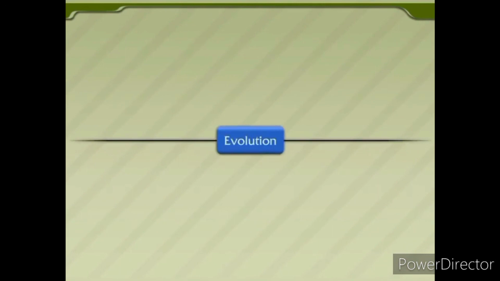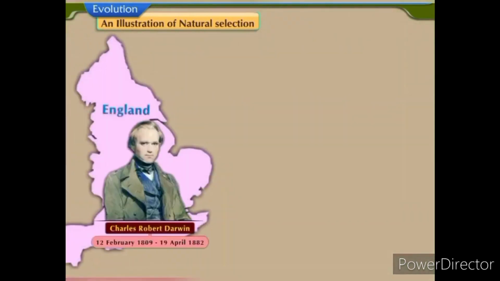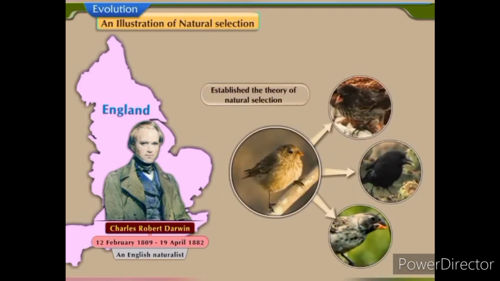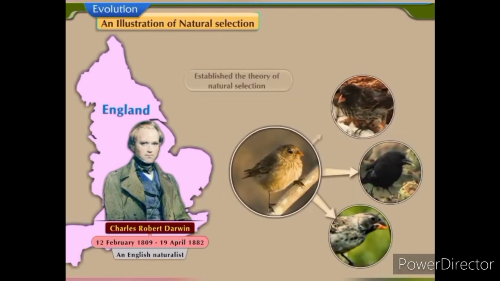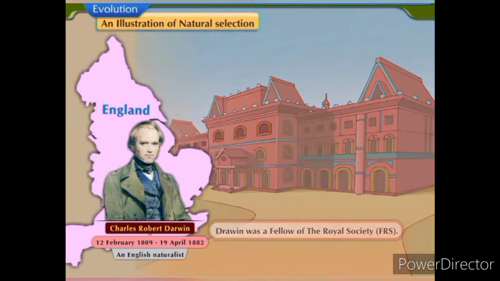Evolution. An illustration of natural selection. Charles Robert Darwin was an English naturalist who firmly established the theory of natural selection. He was a Fellow of the Royal Society.